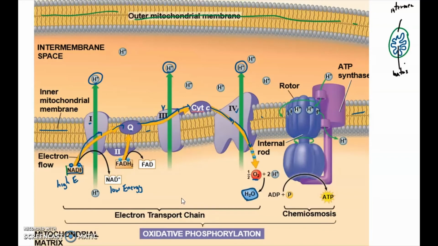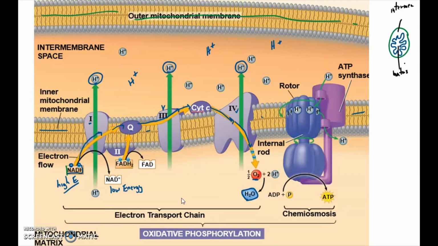So we start with high energy electrons over with the NAD, and as we go through these complexes, we go to lower and lower and lower energy until finally we just end up with water. And as we step down, we pump protons into the intermembrane space. Well, now what does that do for us? Now we've got an excess of protons in here. We've got a whole bunch of them. And we've set up a chemical gradient.